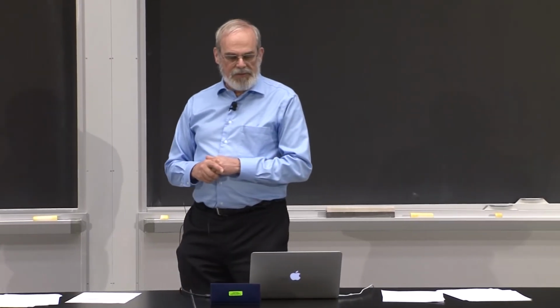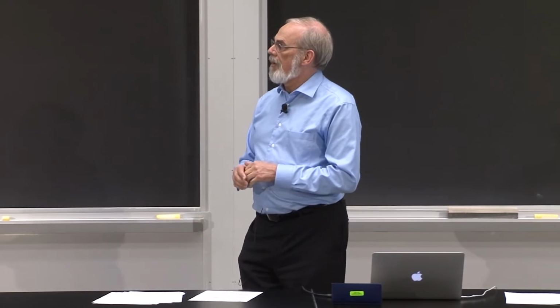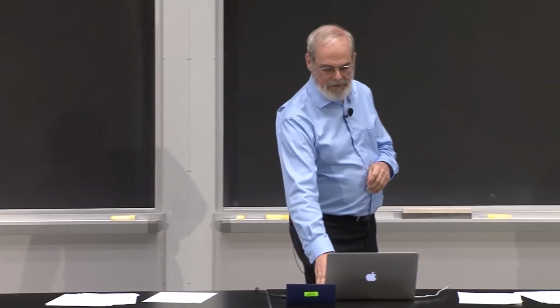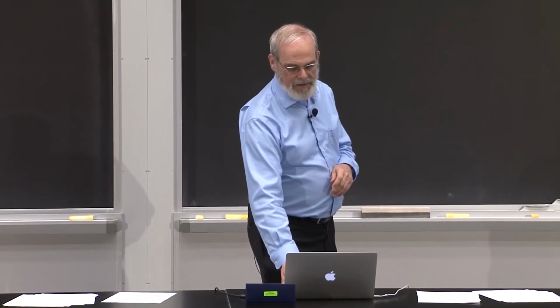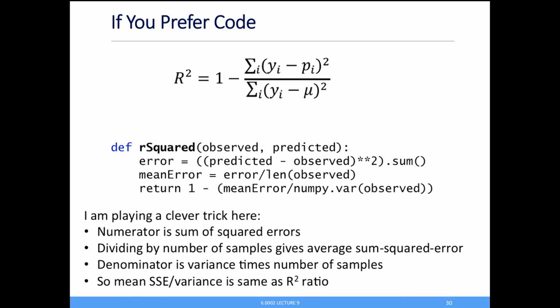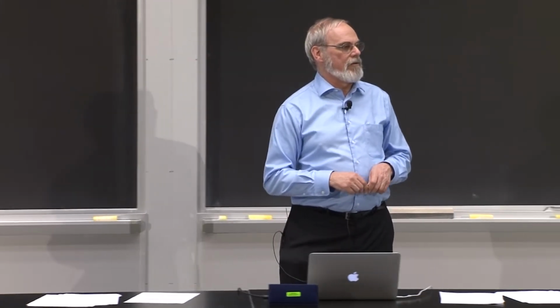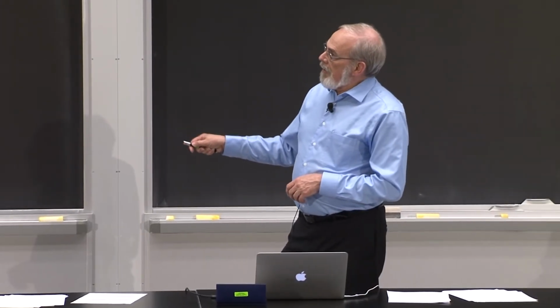If R-squared is equal to 1, this is great. It says the model explains all of the variability in the data. And you can see it if we go back here. How do we make R-squared equal to 1? We need this to be 0, which says that the variability in the data is perfectly predicted by my model. Every point lies exactly along the curve. That's great. Okay?